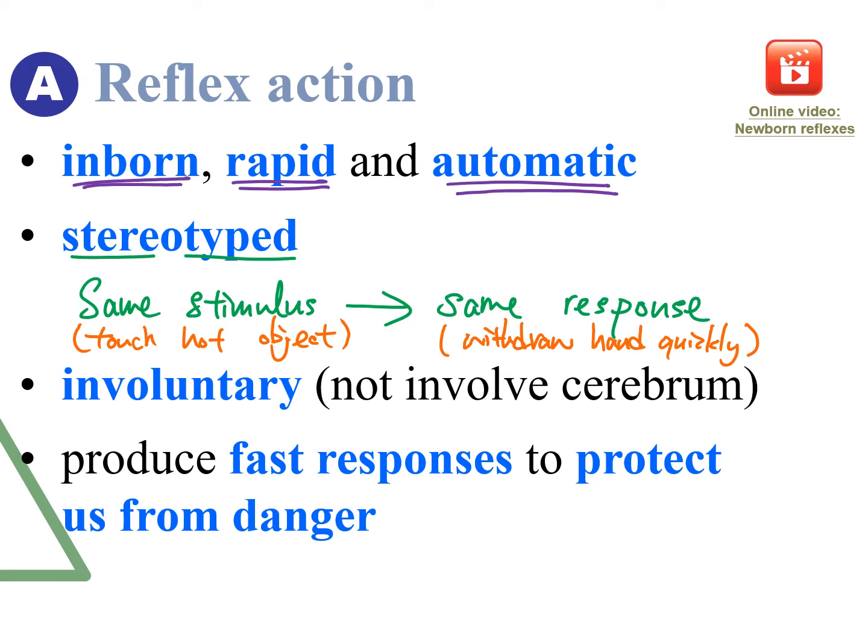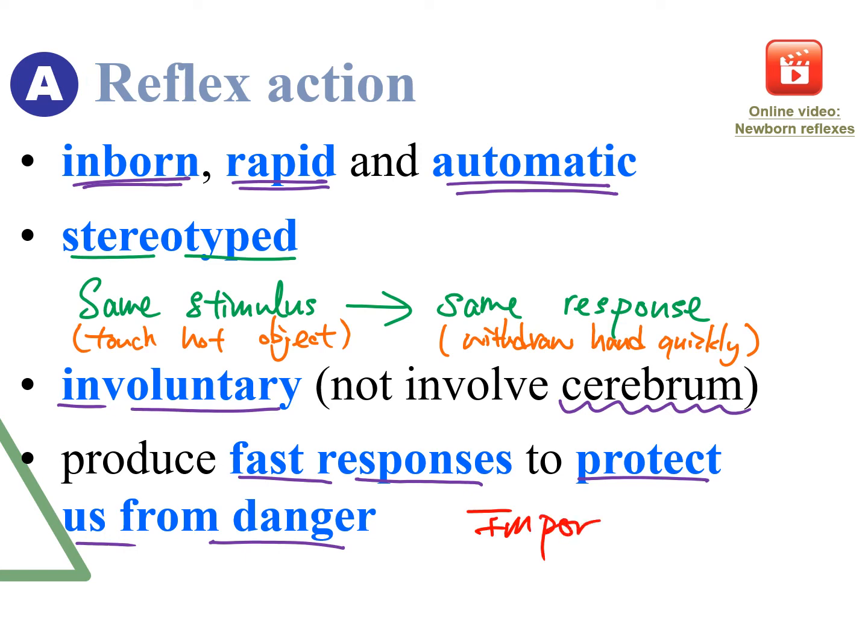The action of reflex action is also involuntary. It does not involve the cerebrum at all. That's why it's very fast. It gives fast response, so it helps to protect us from danger. This is the importance of having reflex. Fast action to protect us from danger.